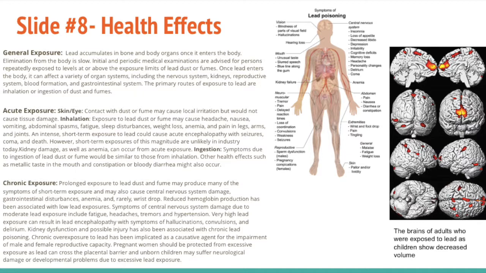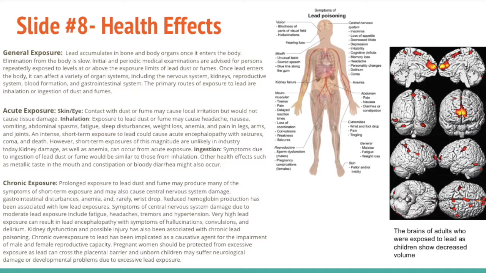Chronic exposure. Prolonged exposure to lead dust and fume may produce many of the symptoms of short-term exposure and may also cause central nervous system damage, gastrointestinal disturbances, anemia, and rarely wrist drop. Reduced hemoglobin production has been associated with low lead exposures. Symptoms of central nervous system damage due to moderate lead exposure include fatigue, headaches, tremors, and hypertension.